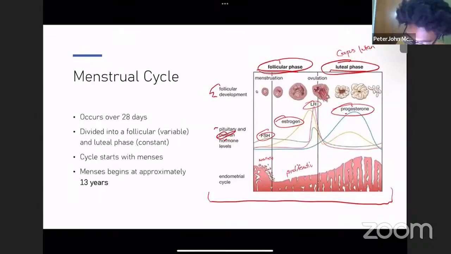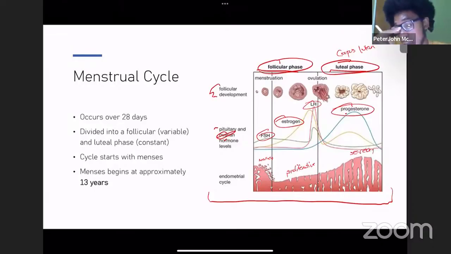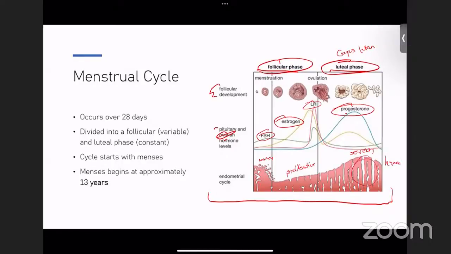So you have a proliferative phase here. Proliferate just means to build up, so it's not anything too fancy, right? So proliferative, secretory. The good thing about the menstrual cycle is everything is what it says it is. Secretory is just secreting stuff, like hormones and stuff like that. Specific stuff, not important. So let's move on.